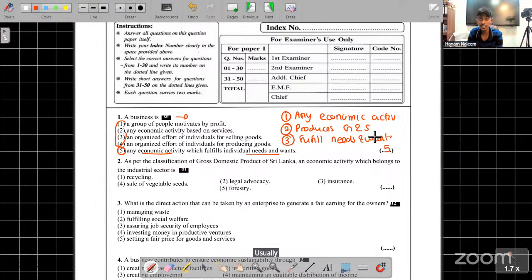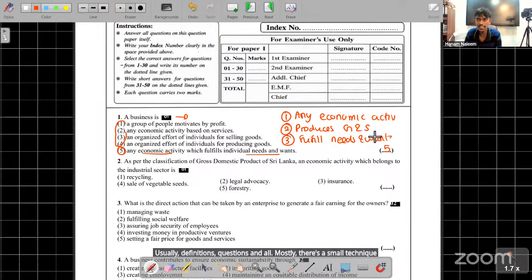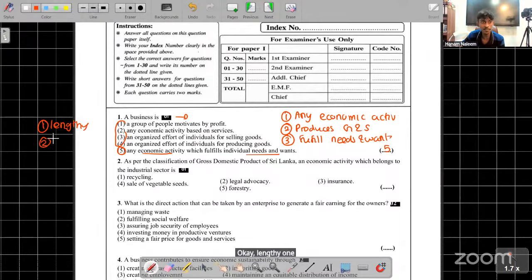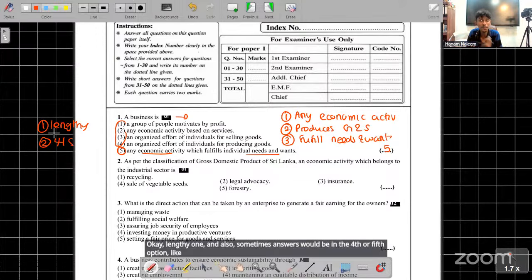Usually for definition questions, there's a small technique. I gave you two hints. Mostly the answers would be a lengthy one, and also sometimes the answers would be in the fourth or fifth option. Like in accounting, question number 1, define accounting again. Lengthy one, and mostly that answer is in the fourth or fifth option. So here the chances are high.